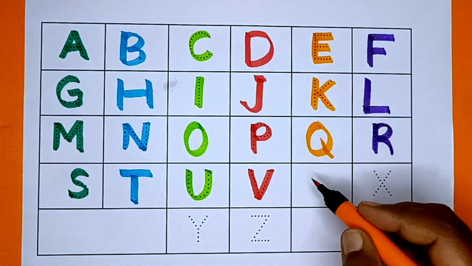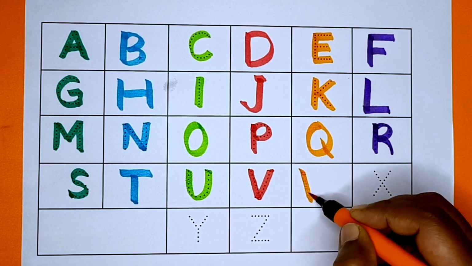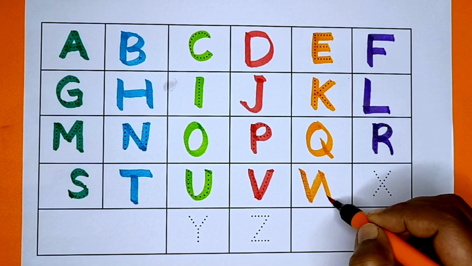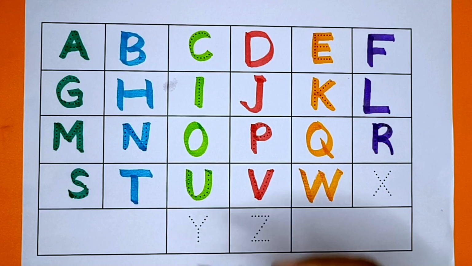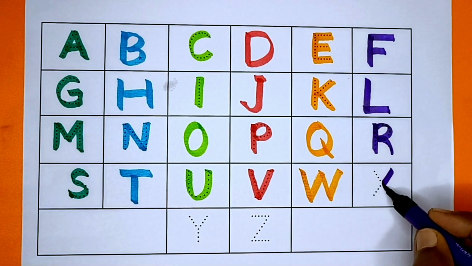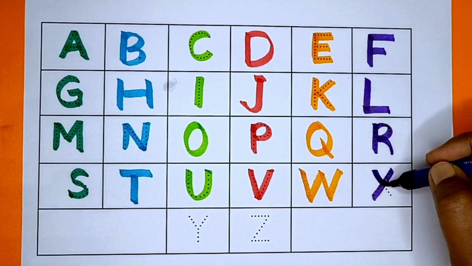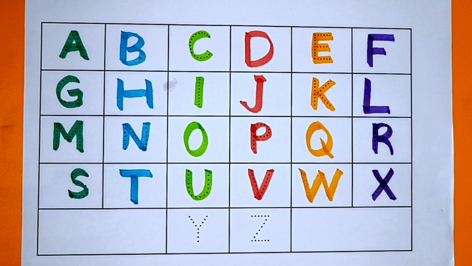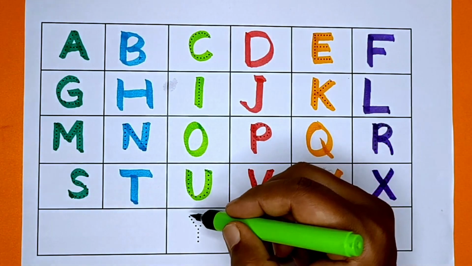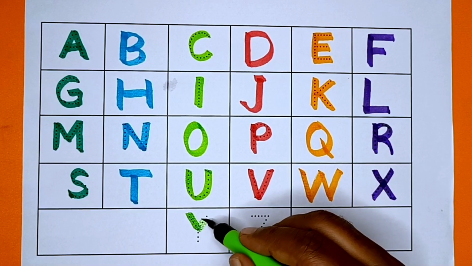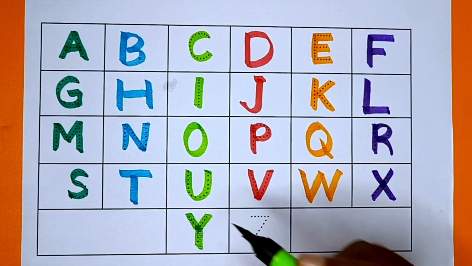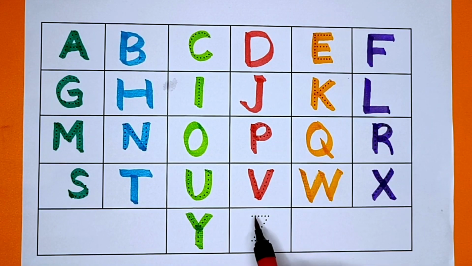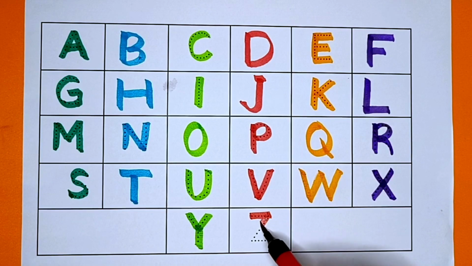Orange color: W for watch. Purple color: X for Xmas tree. Lime green color: Y for yak. Red color: Z for zebra.